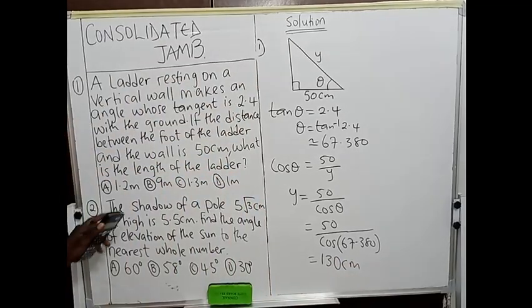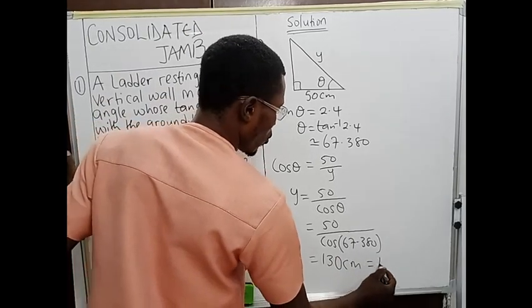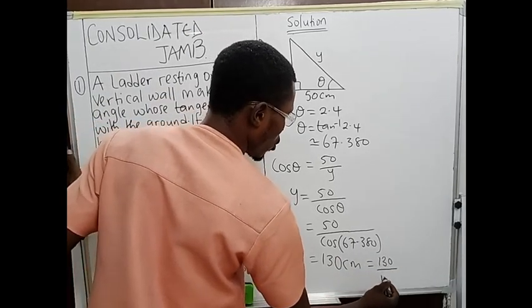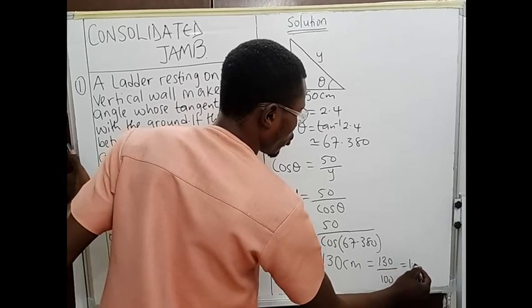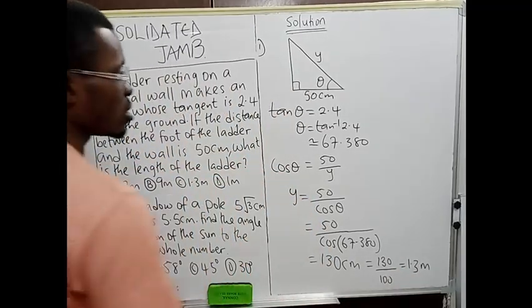Okay, if you look at the options, it's given in meters. So change this to meters. I'm going to have 130 over what? 100. That will give me what? 1.3 meters. Okay, and that's given by option C.